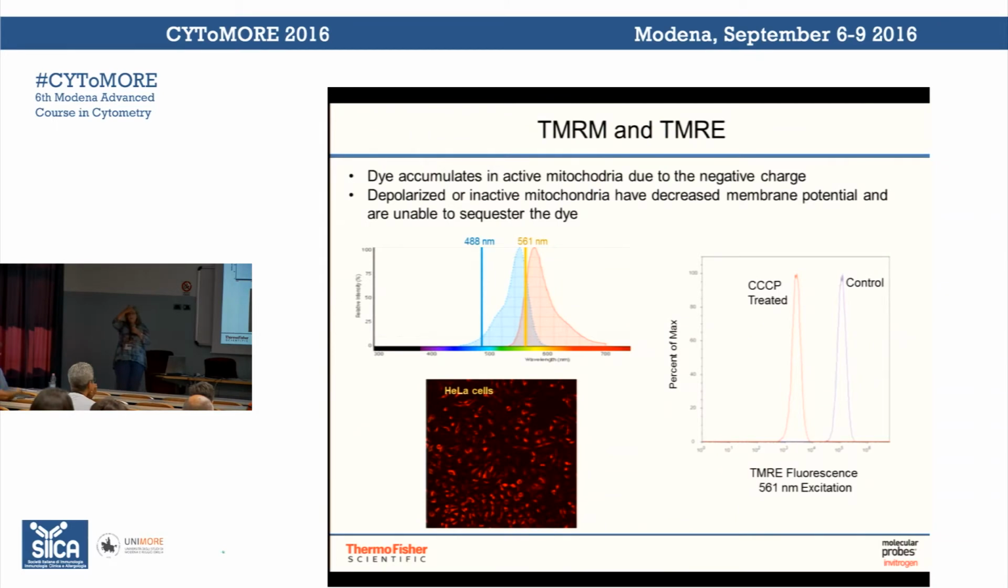Here are some older dyes that have been around in the Molecular Probes catalog for many years. They've been used in imaging for a long time, but more recently they've been used in flow cytometry because of some of the newer lasers like the 561. This is tetramethylrhodamine methyl ester and ethyl ester. Both of those are very similar. This is a really exquisite dye for mitochondrial health. You get a very bright fluorescence when it's a healthy mitochondrion, and as the health degrades, the fluorescence goes away.